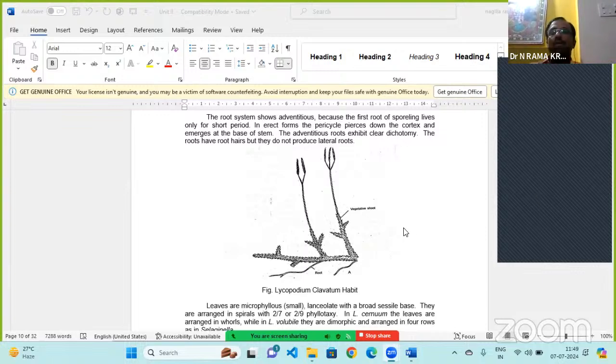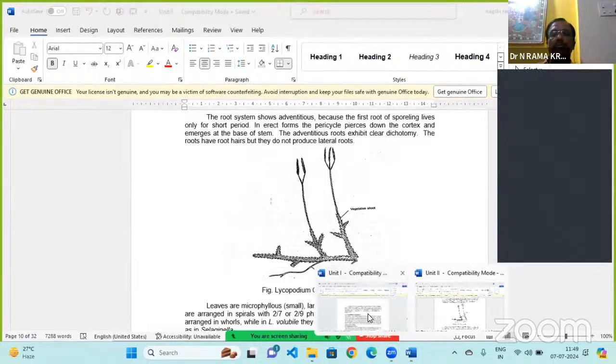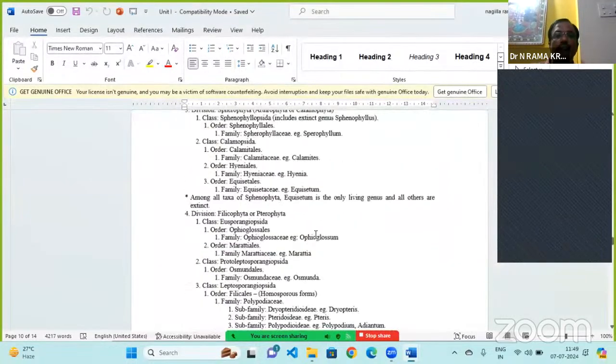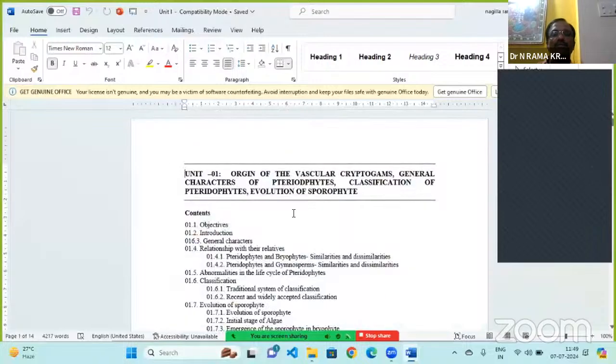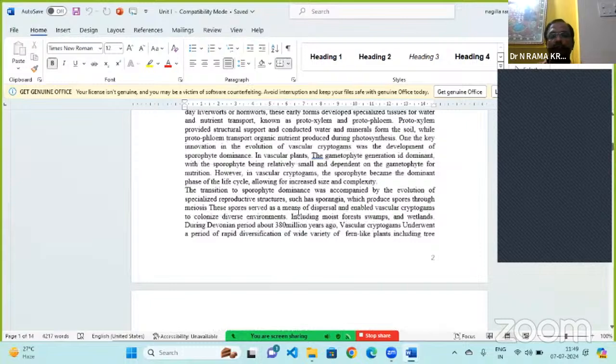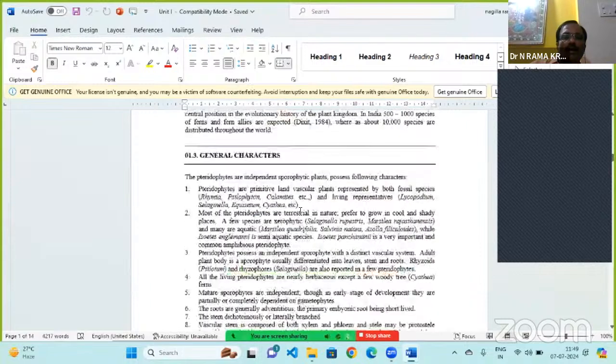Now you see, here I am showing this one plant, and next I am sharing the general characters of pteridophytes. Now we are going to discuss them. The pteridophytes are primitive land vascular plants.